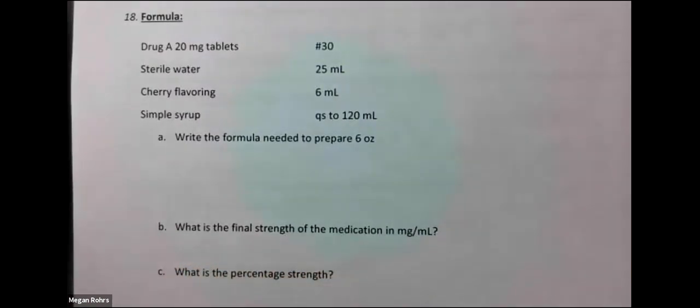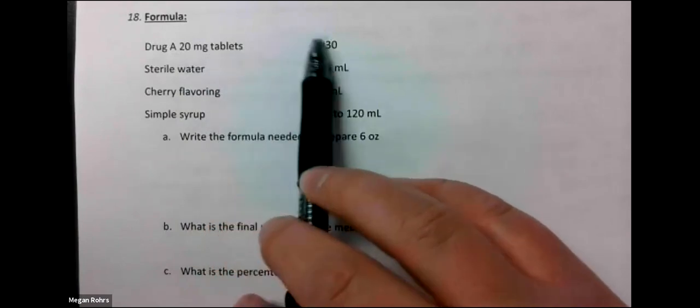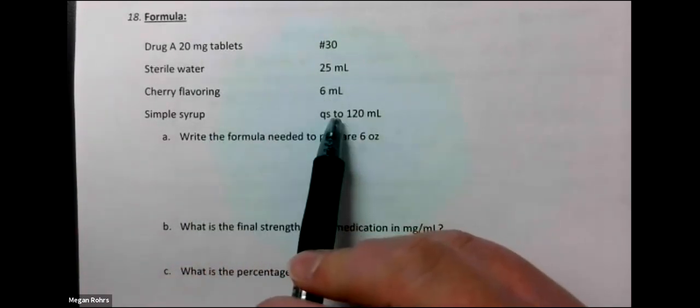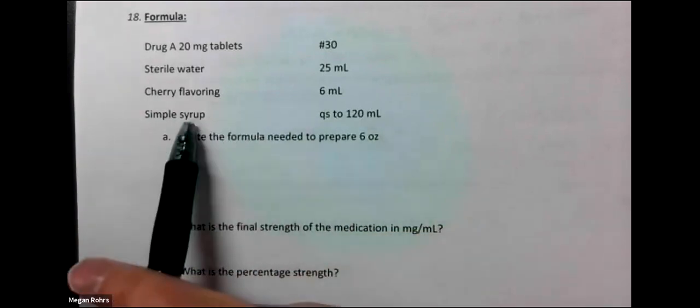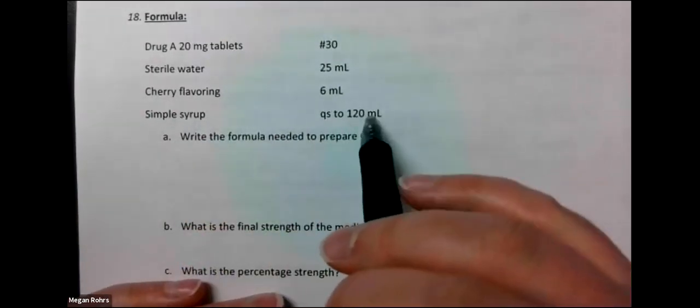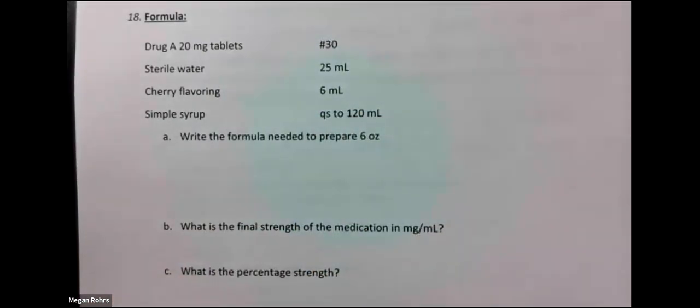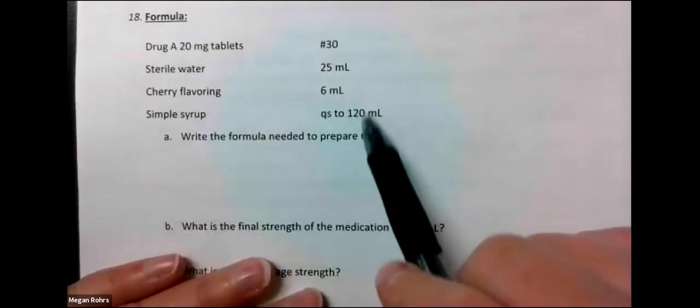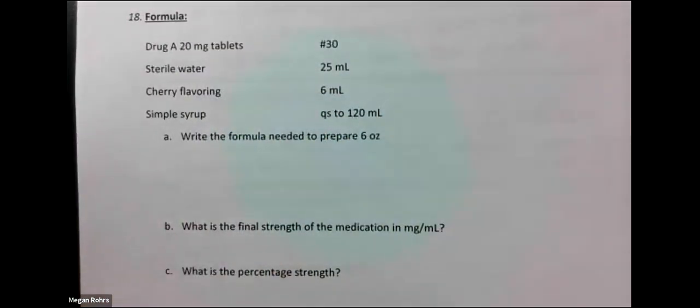Okay, so number 18 says we have a formula. We have drug A, we're using 20 milligram tablets. We need 30 of them. Sterile water, 25 mils. Cherry flavor, 6 mils. And then we're going to QS to 120 mils with simple syrup. So we're going to add enough simple syrup to get us up to 120 mils. So this formula makes a total of 120 mils.